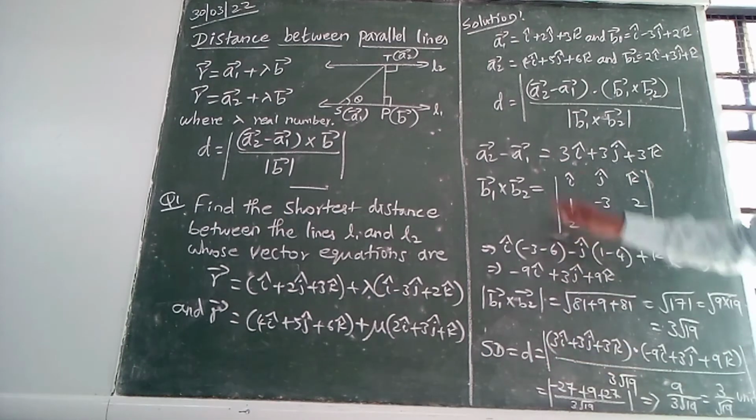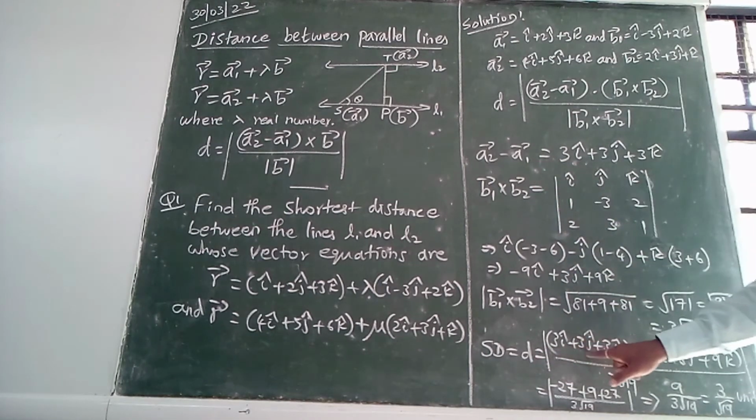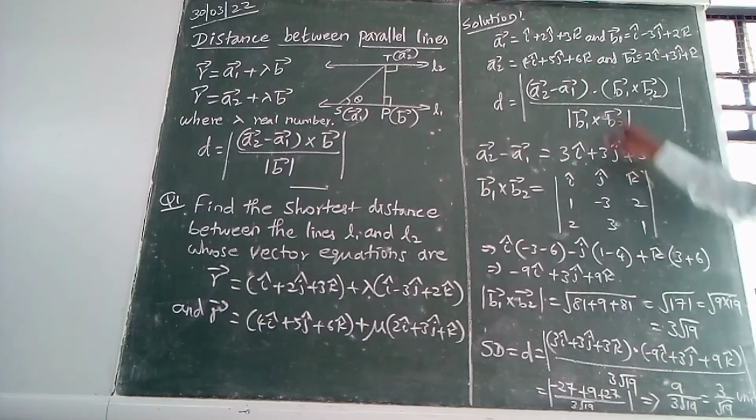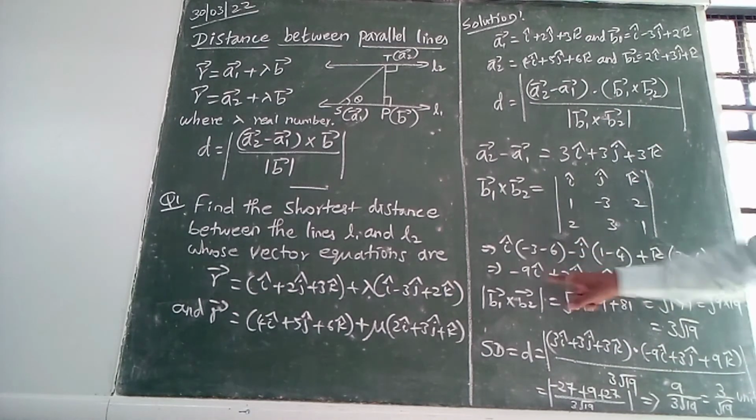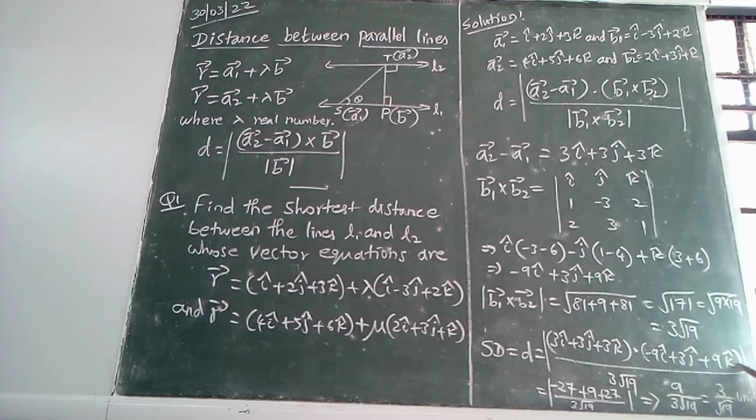By applying in the formula whatever value we found: distance equals A2 minus A1, what is that? 3i cap plus 3j cap plus 3k cap, dot product with B1 cross B2, that is minus 9i plus 3j plus 9k. Now dot product means we have to multiply the corresponding i cap, j cap, k cap coefficients.